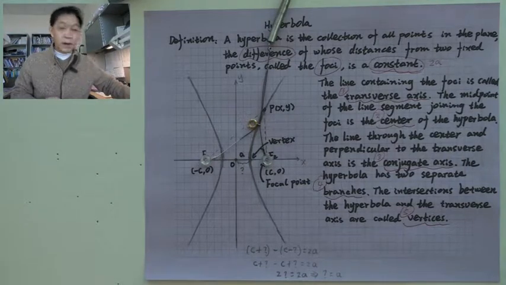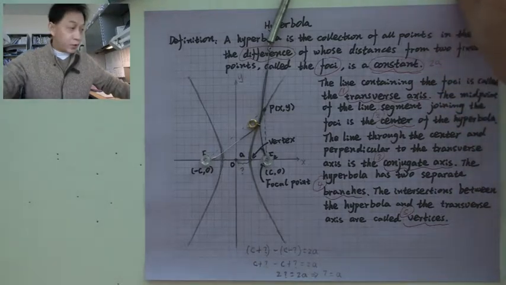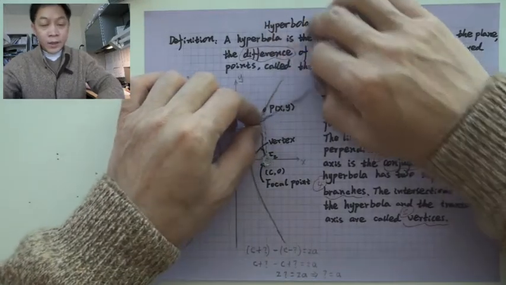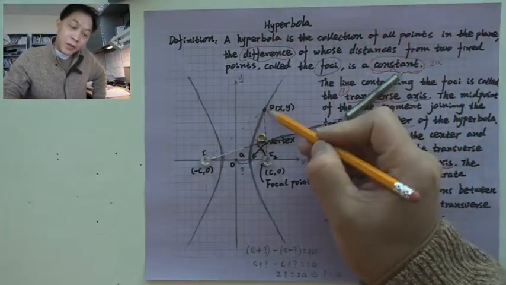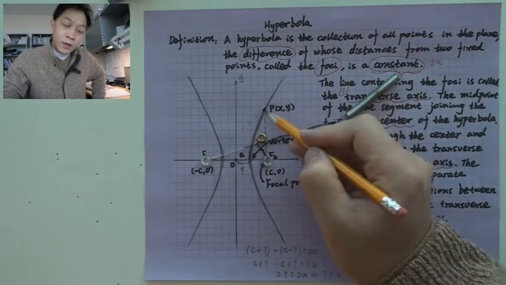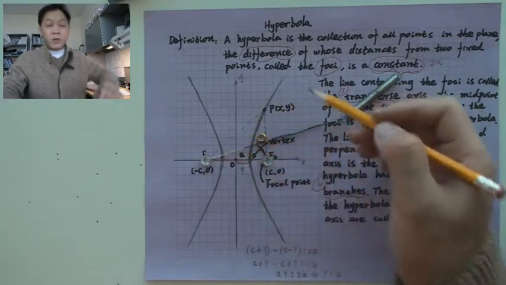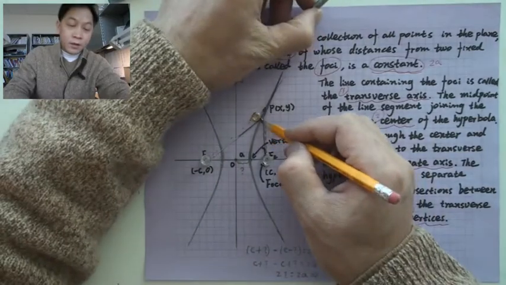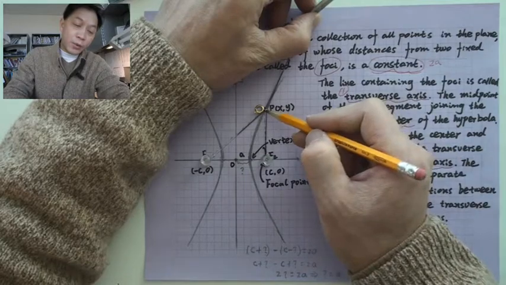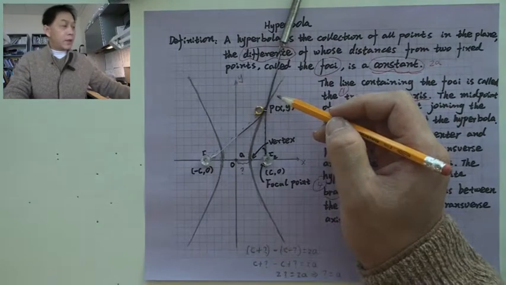Okay. Now we need to figure out the equation by definition. Again, we assume P is a point on the hyperbola, so there is a distance between P and the left focal point, and there is a distance between P and the right focal point. How to calculate that?